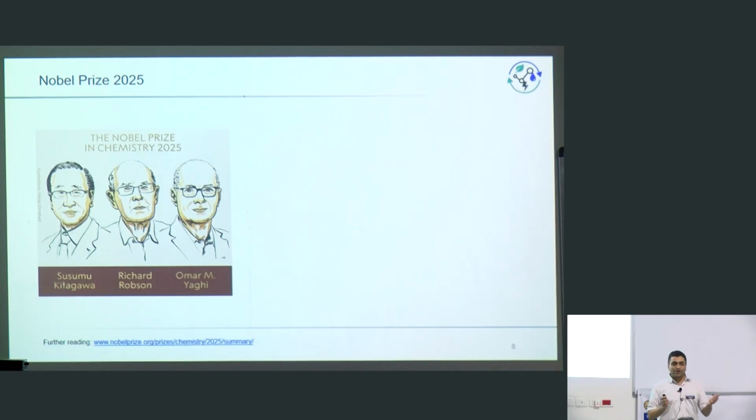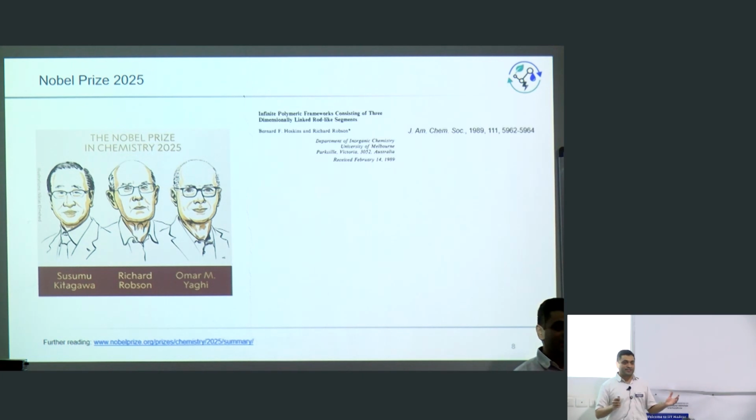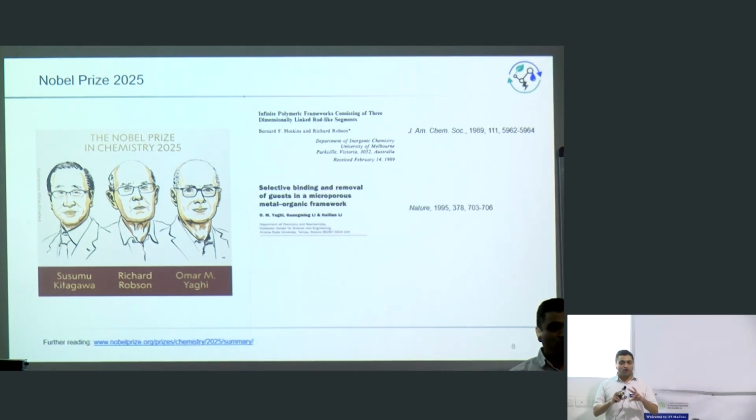So MOFs are now going to be more popular because of the Nobel Prize awarded to the three of them. Richard Robson is the one who proposed this idea of MOFs having porosity. His original publication that won him the prize was in 1989. Omar Yaghi formalized the term metal organic framework. This paper in 1995 has metal organic framework in the title itself. So this is the very first paper where you will find metal organic framework written somewhere.